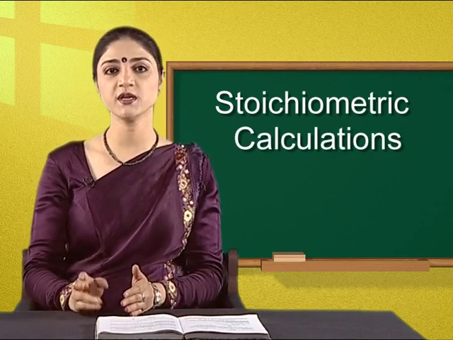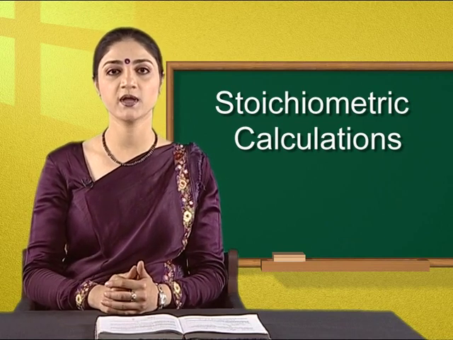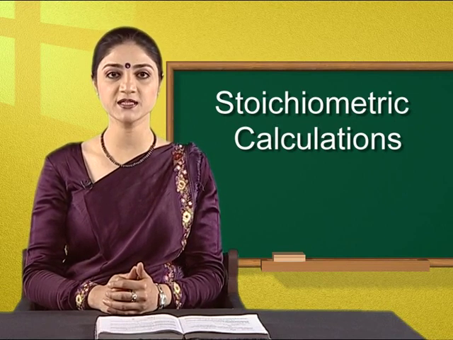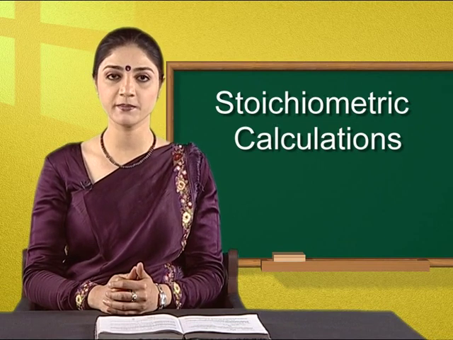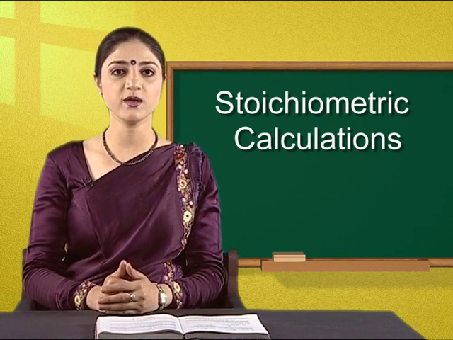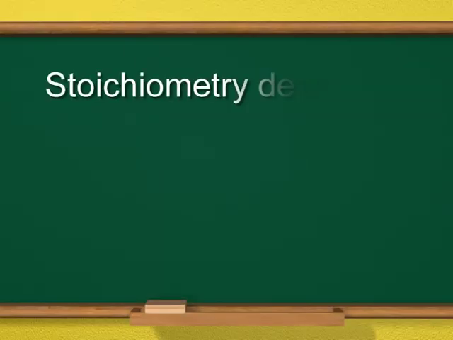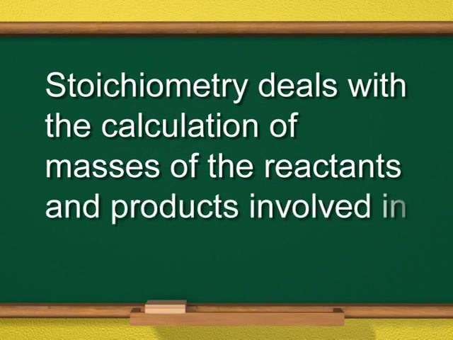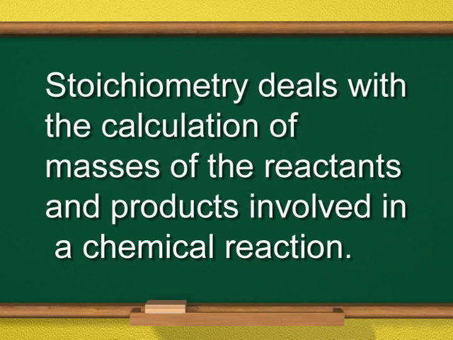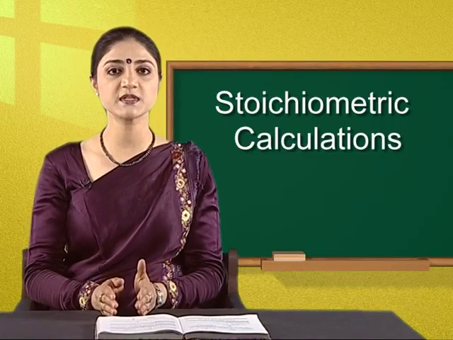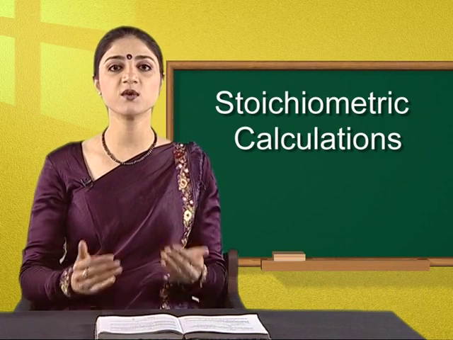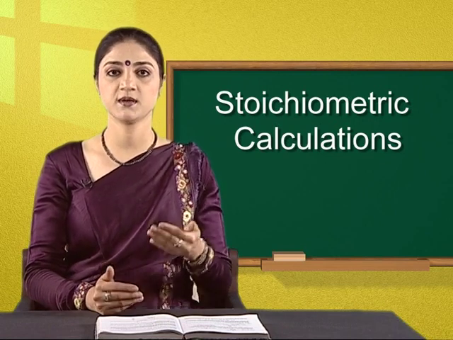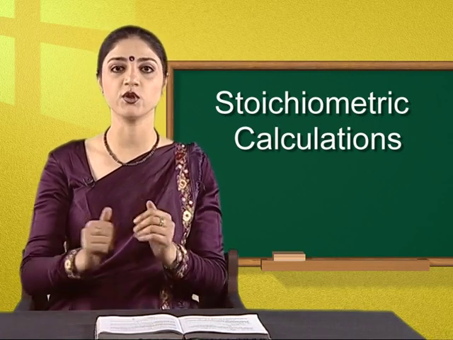The word stoichiometry comes from two Greek words, stoichion and metron. The word stoichion means element and the word metron means measure. In this way we can say that stoichiometry deals with the calculation of masses of the reactants and products involved in a chemical reaction. It gives quantitative relationship between the various reactants and products in terms of moles, masses, molecules and volume.